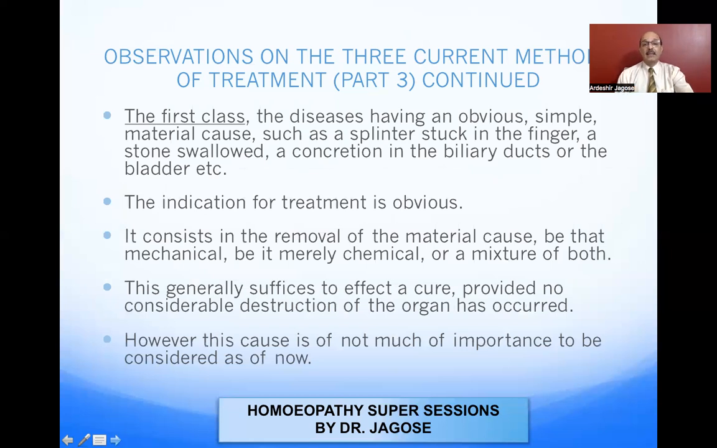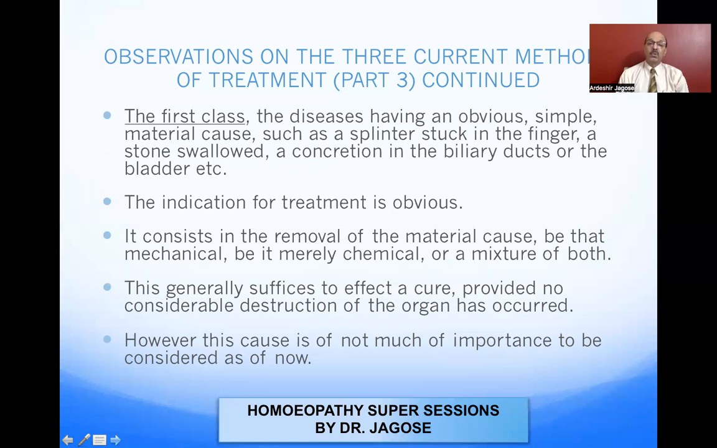The first class is disease having an obvious simple material cause, such as a splinter stuck in the finger, a stone swallowed, or a concretion in the biliary ducts or the bladder, etc. For such a class of treatment, the indication is obvious. It consists in the removal of the material cause, be that mechanical, merely chemical, or a mixture of both.